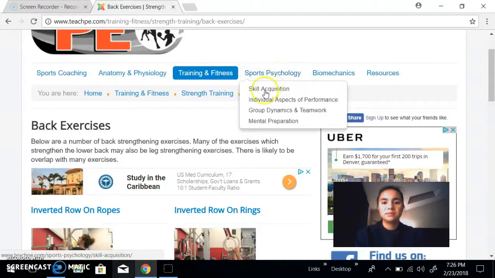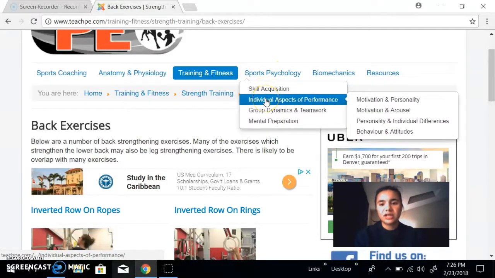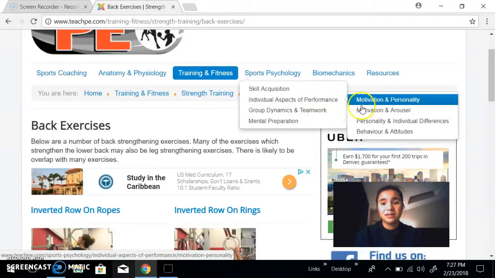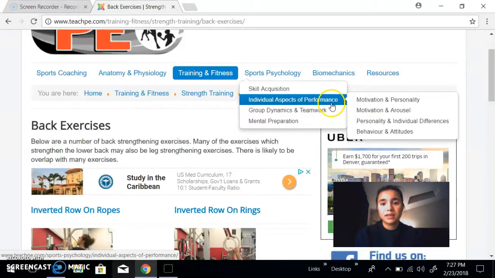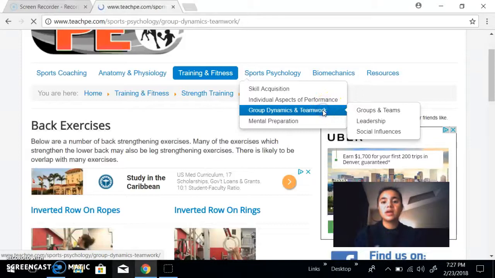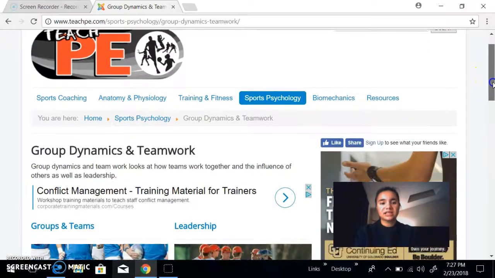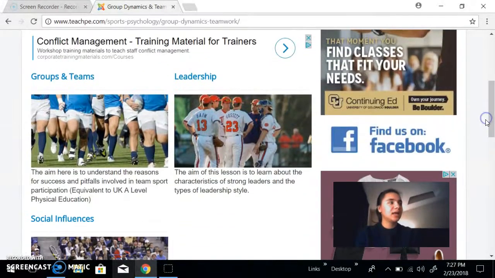So sports psychology, skill acquisition, individual aspects, personality and individual differences. That's a big one, especially in sports. Group dynamics and teamwork. So in our team sports classes, which is almost any class that we offer, this is very helpful because I'll be asking everyone, all the students, what it means to be a leader and to also understand the reasons for success and pitfalls involved in a team sport. So, like I said, what it means to be a leader, what it means to be a team.